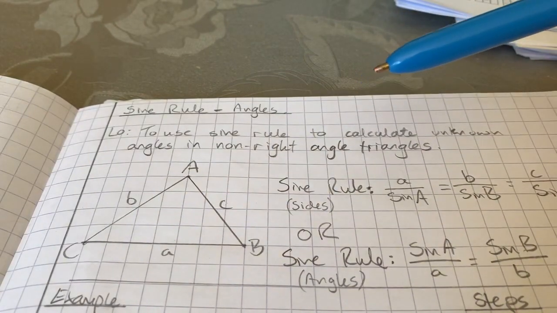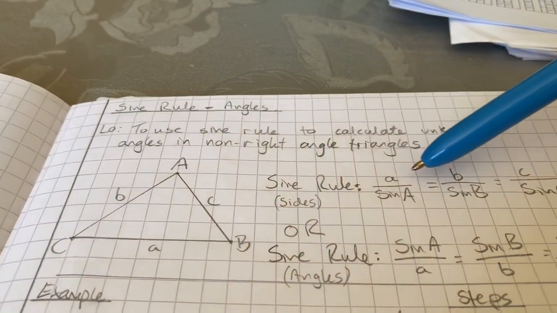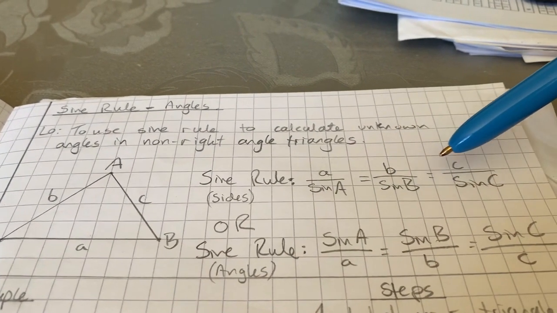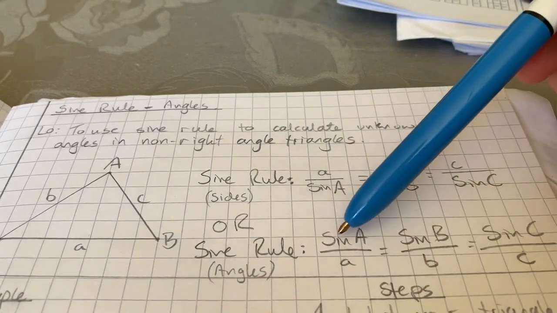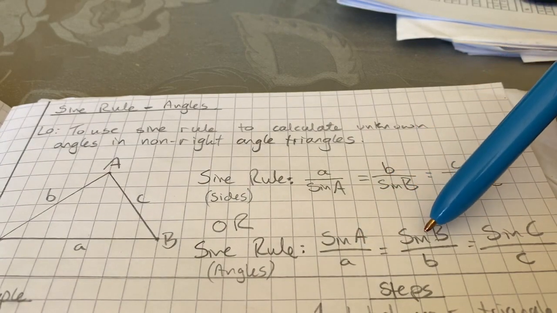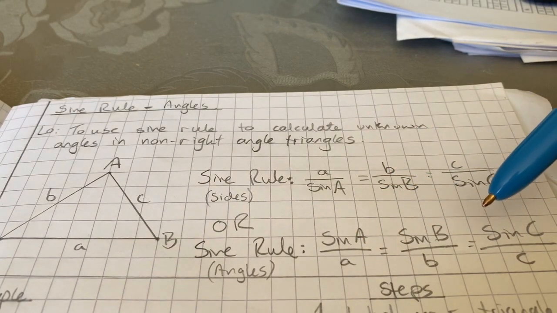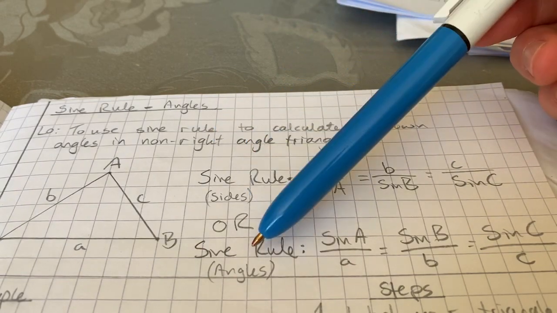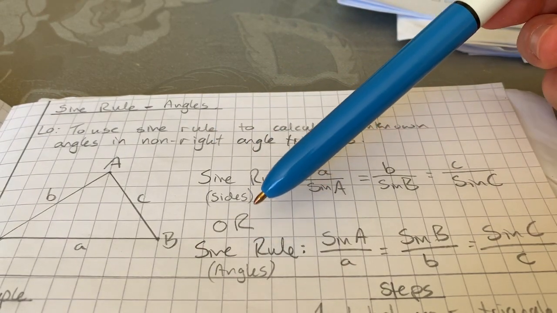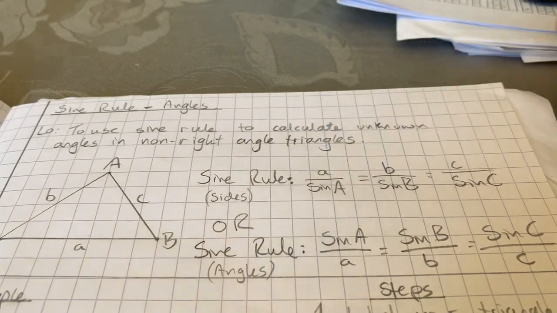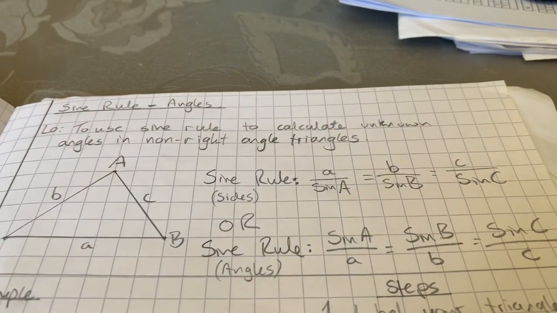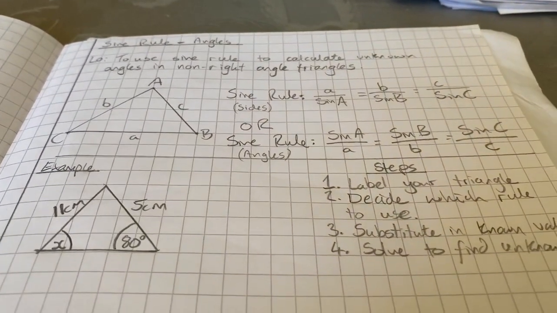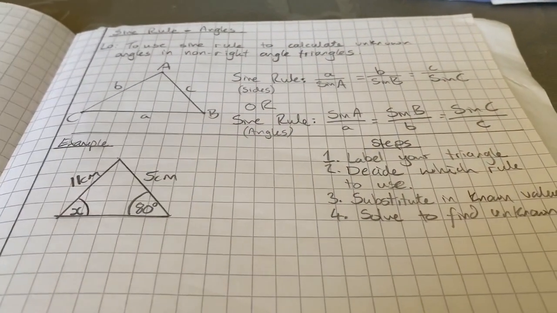Now there are two versions of the sine rule. A over sine A equals B over sine B equals C over sine C. And the other one is sine A over A equals sine B over B equals sine C over C. And one's for sides and the other's for angles. Now we're going to be using the angle one today. So I'm going to jump into an example with some steps and guide you through it.